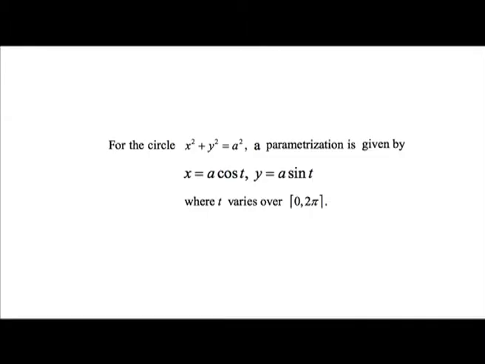When we give parametric equations and a parameter interval for a curve in the plane, we say that we have parameterized the curve. The equations and interval constitute a parameterization of the curve. For example, for the circle x square plus y square is equal to a square, a parameterization is given by x is equal to a cos t and y is equal to a sin t, where t varies over the closed interval 0 to pi.